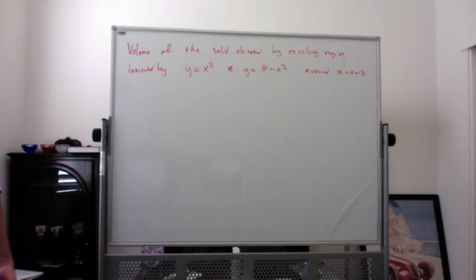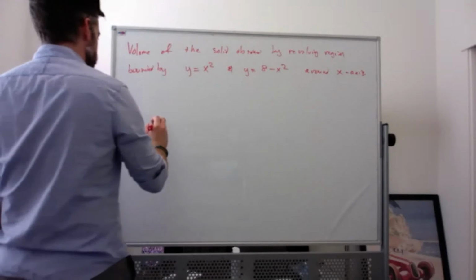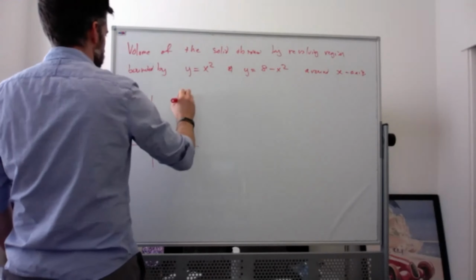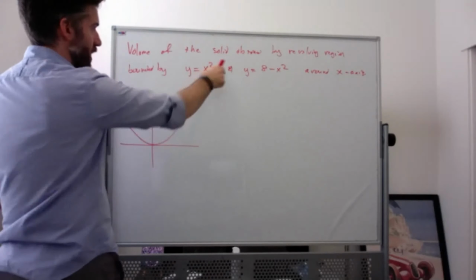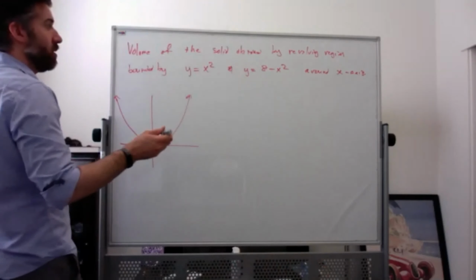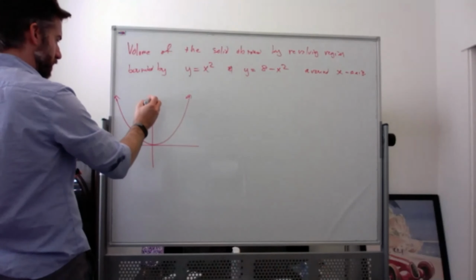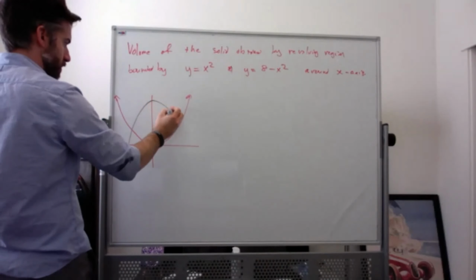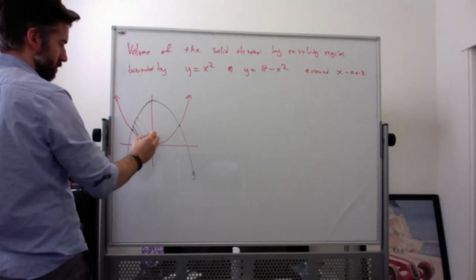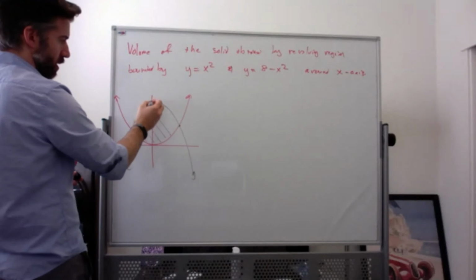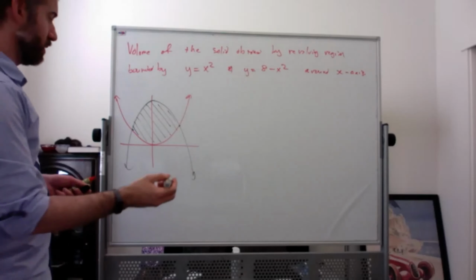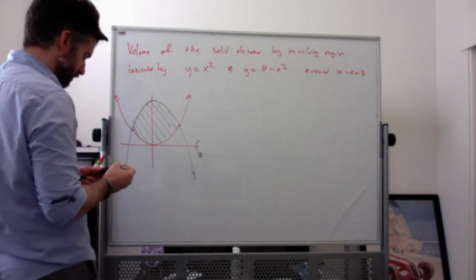So I know what these functions look like. y equals x squared is everyone's favorite parabola. And y equal to 8 minus x squared is a downward opening parabola that has been shifted up 8. So it looks something like this. So I'm talking about this region, which is definitely not flush with the axis of rotation being the x-axis.